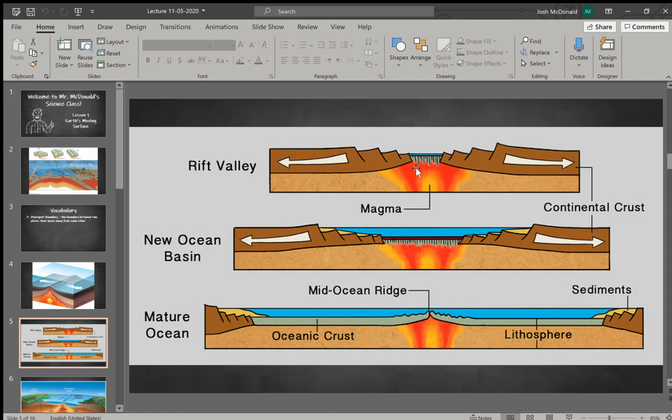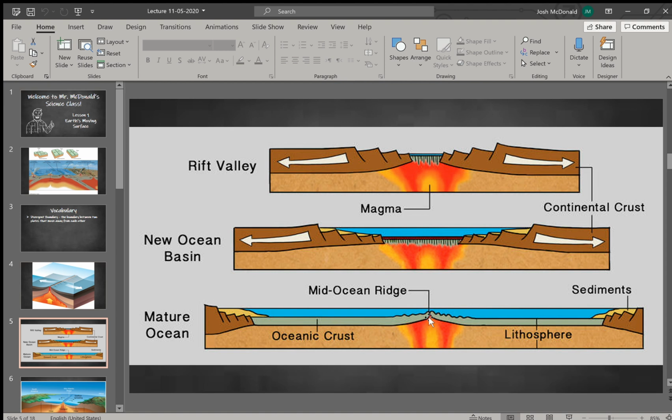But then as that spreads further and further apart, you get what's called a new ocean basin. So you start out with the rift valley, but then as it spreads further and you get new crust formed, these continental crust plates will push further apart, and then you have a smaller sea or ocean forming. But then you get the mature ocean, and this is where you have the full-on oceanic crust at the top of the lithosphere, and then you get what's called a mid-ocean ridge.